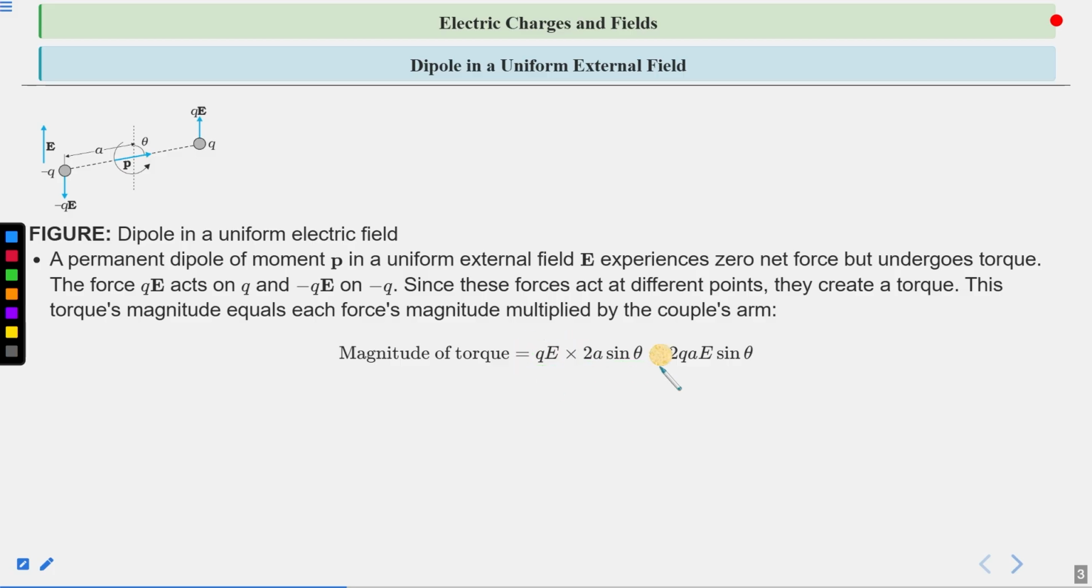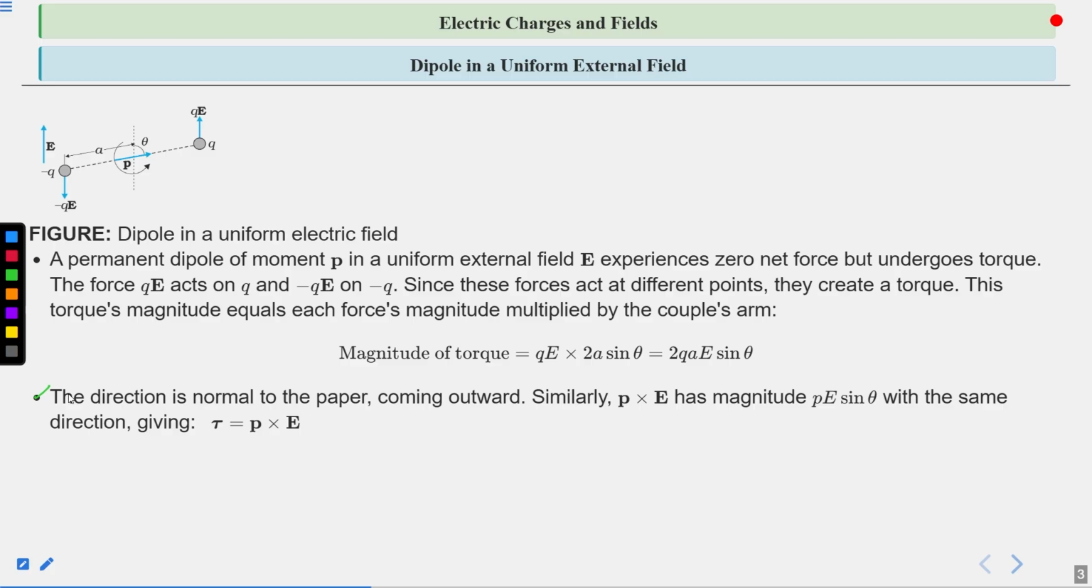So, this is the torque and the magnitude is 2a qE sine theta. Here, qE is the force and 2a is the distance, or we can say arm of the couple. The direction is normal to the paper, coming outward. Similarly, p cross E has magnitude pE sine theta with the same direction.